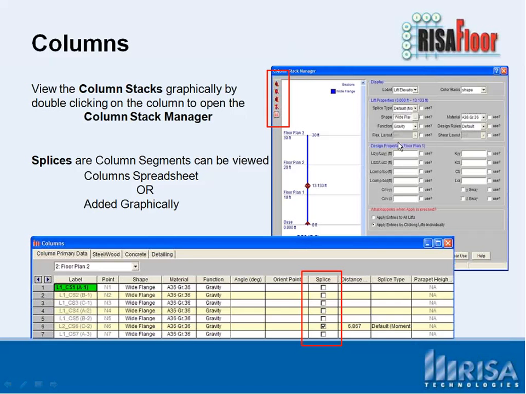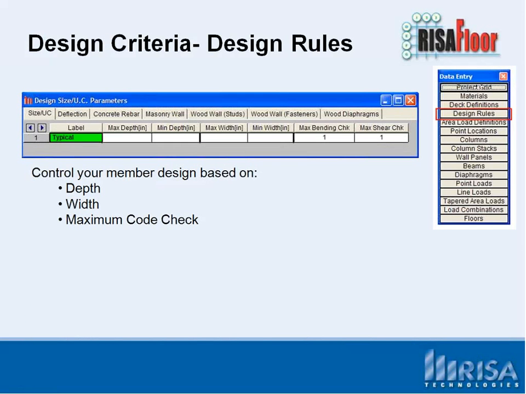Columns are something we want to talk about, but also we want to talk about some of the design criteria we've got in this model. Like I mentioned before, we're not calling out a specific member in RISAFloor. We're telling the members to be designed by RISAFloor. So we want to be able to manage that design using our design rules.